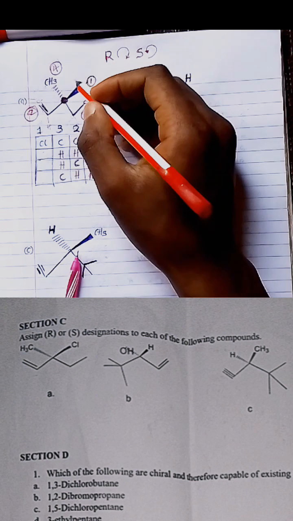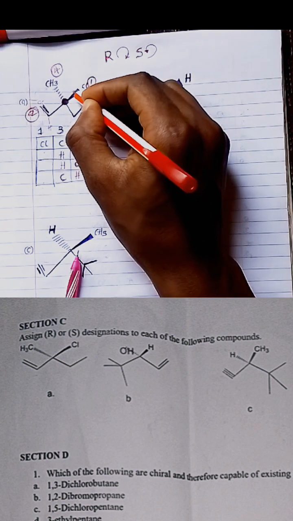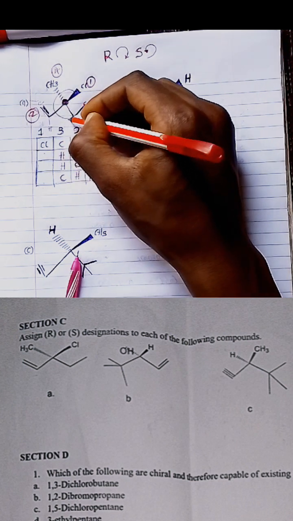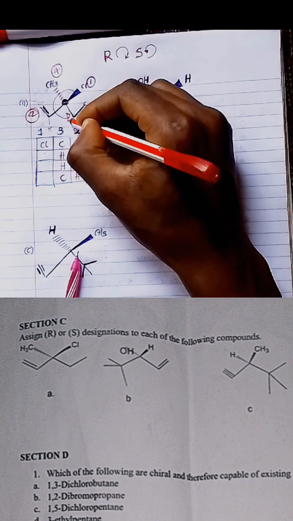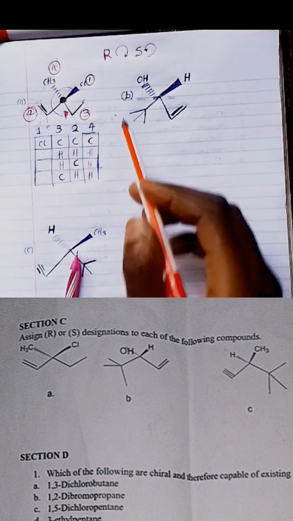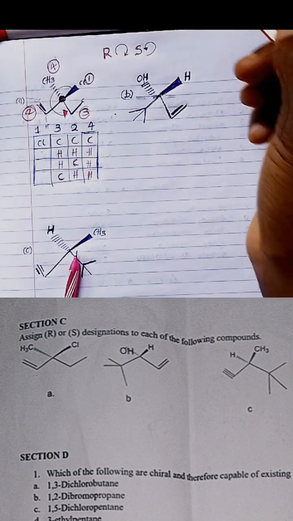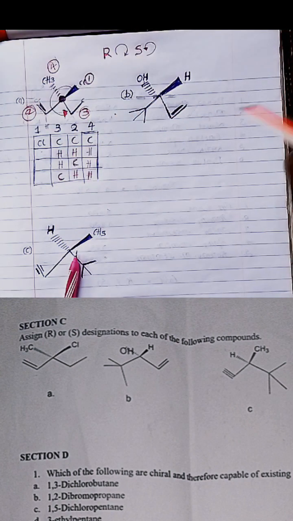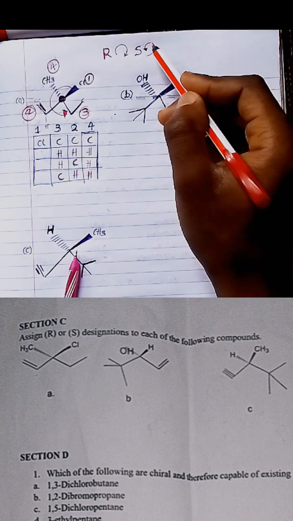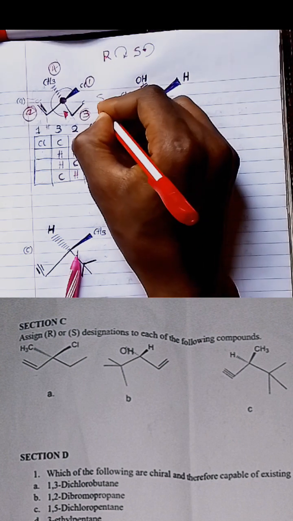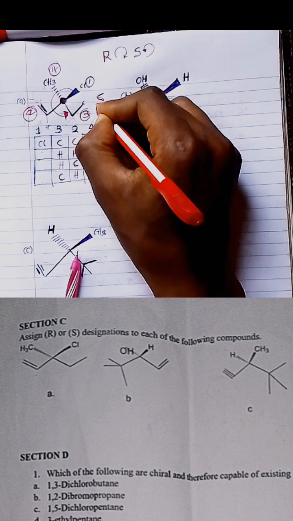So all I need to do is move from 1 to 2 to 3. And when I move from 1 to 2 to 3, I compare which motion that is. So I'm moving this way, right? So if I'm moving this way, what can I say? This is S. So therefore, that's your answer.